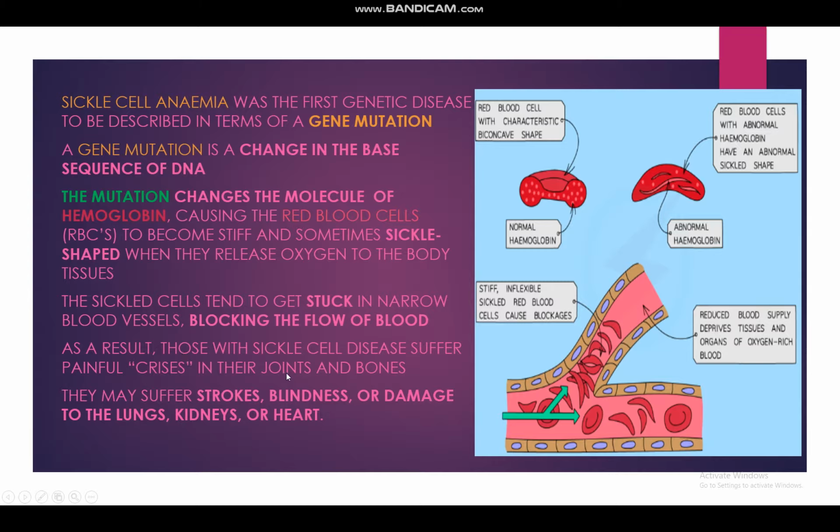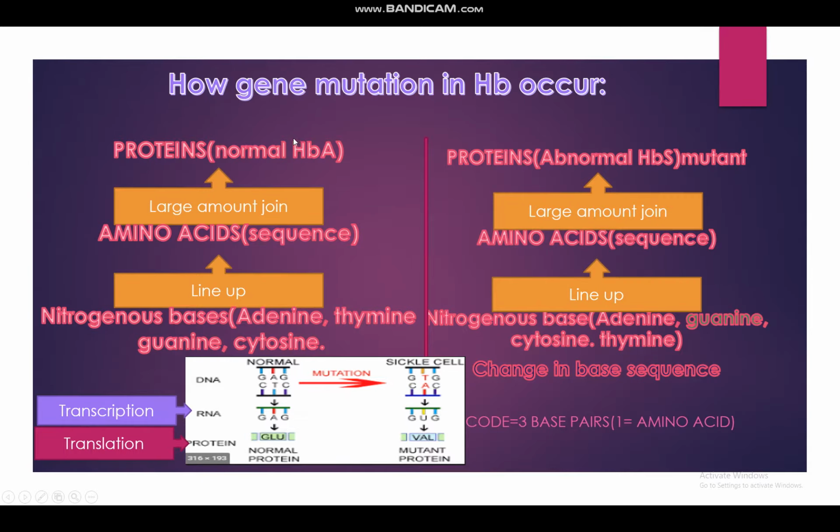So due to the blocking of blood flow, if it occurs in the joints or bones, the person suffers a painful crisis, and if it occurs in the brain or eyes, it causes strokes, blindness, or damage to the lungs, kidneys or the heart.